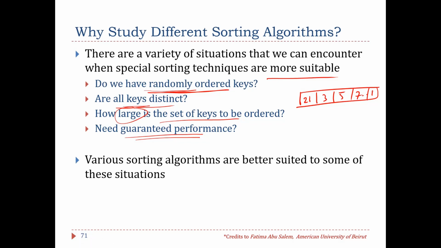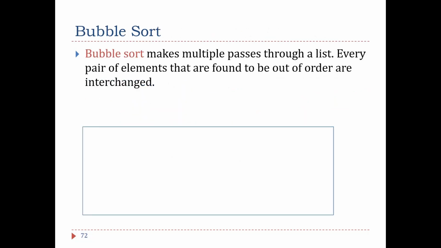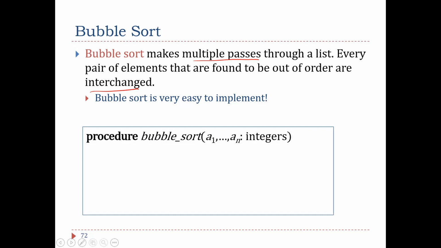Various sorting algorithms are better suited to some of these situations, so this is why we study different flavors of those algorithms. So let's start with one of the simplest algorithms, which is bubble sort. It makes multiple passes through a list, and every pair of elements that are found to be out of order are interchanged. So it's very easy to implement. Let's see the code first, and then we will see it in action, and we will understand in that moment why it's called bubble sort.